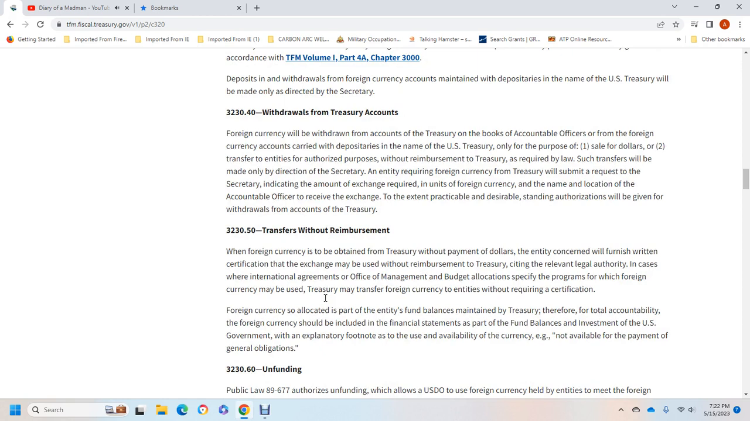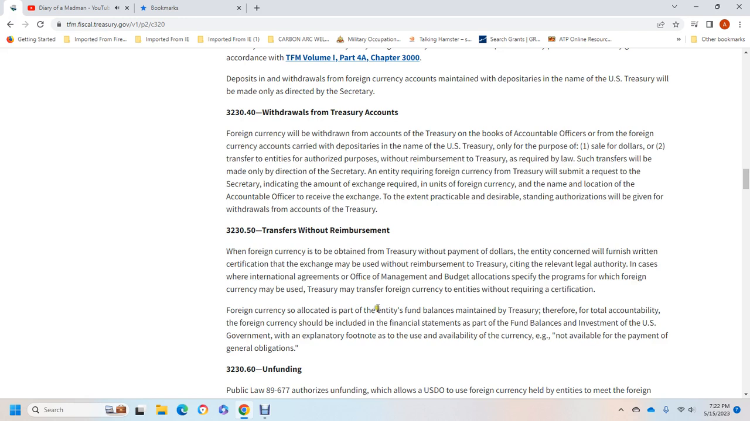323050 Transfer without reimbursement of foreign currency for the obtainment of the Treasury without payment of the dollars. For the concern of the foreign, the written certification exchange may be used with the reimbursement of the Treasury, citing the relevant legal authority, incapable with internal agreements of the Office of Management and allocation, specifying the program for the foreign currency to be used.